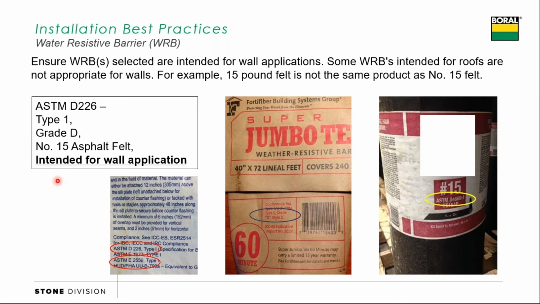Now, I know that's a lot of extra information, but that's what helps us separate these papers from this one over here. This picture on the right is a roofing felt. It meets a different ASTM spec, 4869. There are some roofing felts that meet D226, but they're a type 2. The problem with those papers is their perm rating.